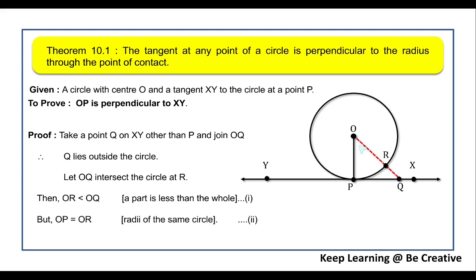Now we also know that OP will be equal to OR, because R is a point lying on the circle. So definitely OR will also be the radius of this circle. Therefore OP and OR are the radius of the same circle, so they will be equal. Now from point 1 and 2 we can conclude that OP will be less than OQ. We have replaced this OR with OP because they are equal. So here we have OP less than OQ. Now this will always be true because Q we have taken as an arbitrary point other than P on this XY. So if you take Q any other point, definitely this statement will always be true.